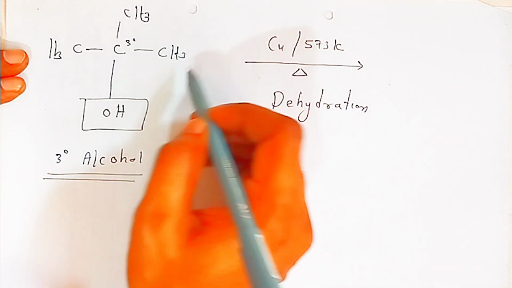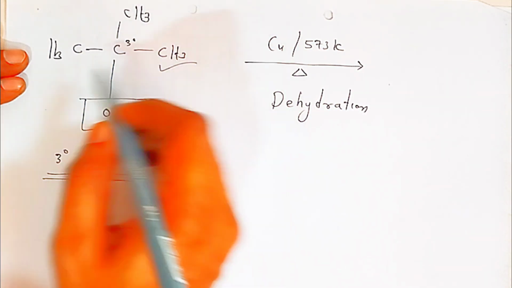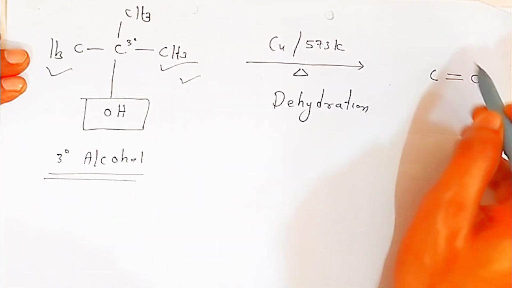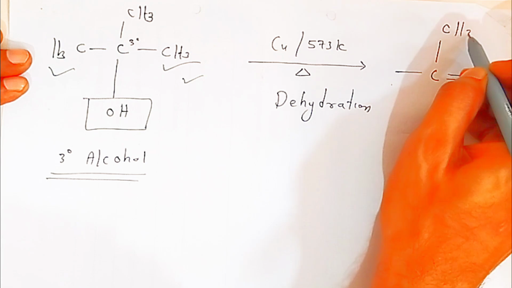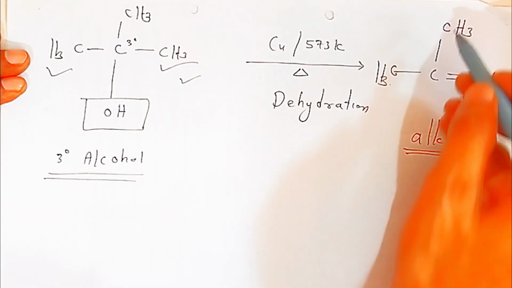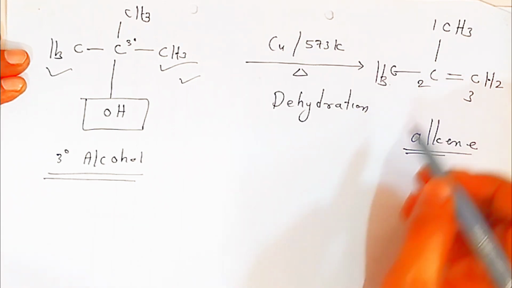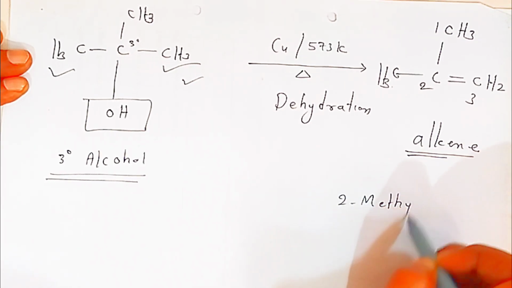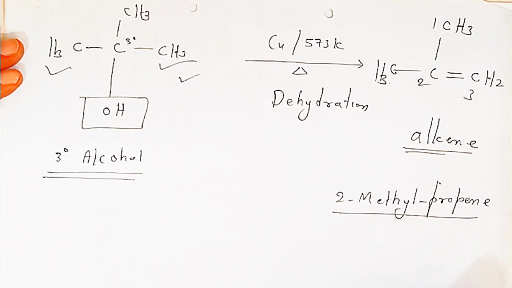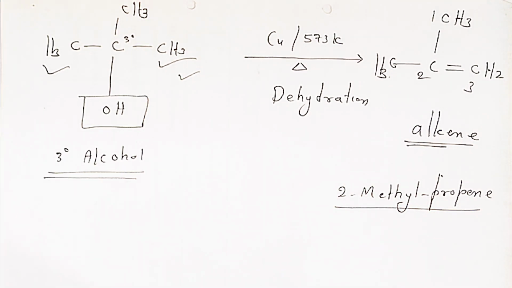So OH combines with hydrogen. Any one of the hydrogens you can take from here or here, and it will form. Suppose I am taking from here, so it will form a carbon-carbon double bond, and this methyl group will remain as it is. So this way, students, it will form, numbering 1, 2, 3, 2-methylpropene. This type of alkene is 2-methylpropene. This way, students, we have seen the oxidation of alcohols, whether it is primary, secondary or tertiary.